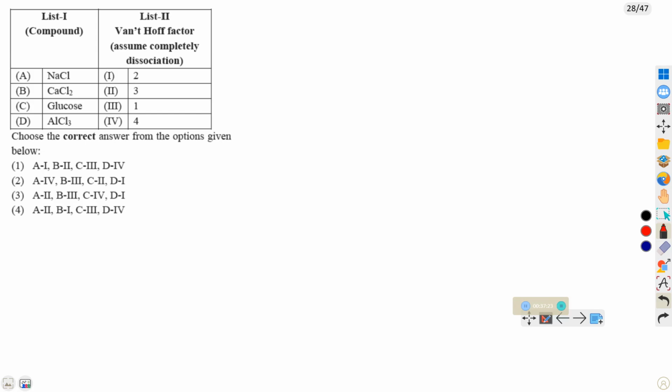Match the following. List 2 condition is given. Van't Hoff factor, assume complete dissociation. NaCl dissociates into Na+ and Cl minus. Total number of ions is 2. A2. Only one option, that is the first option.